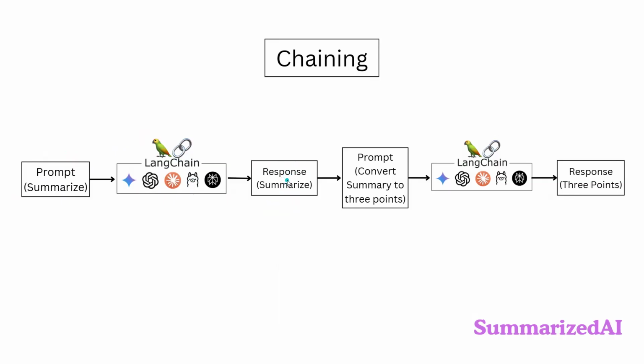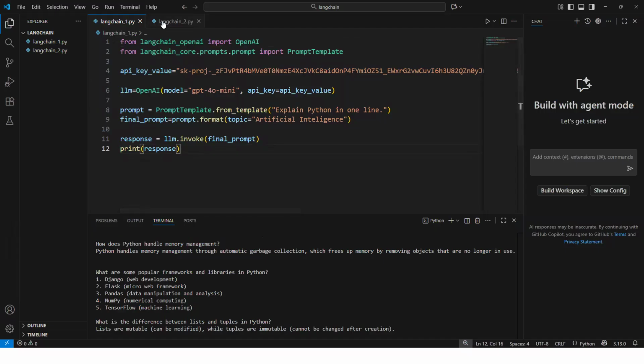But what I want is, whatever output I'm getting, I want to convert that summary into 3 points. Then again, I will pass this to an LLM model and it will return me a 3 pointer summary. So the output of this LLM model is the input of the next LLM model prompt. This is nothing but chaining. We can have a number of LLM models calling one after another. So let's go back and see the implementation of this chaining.